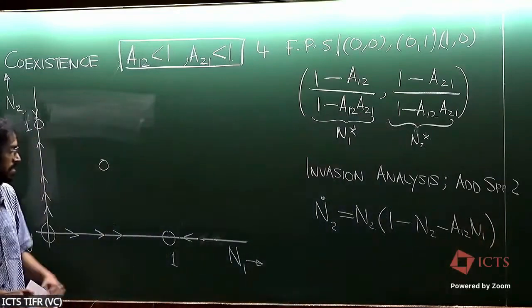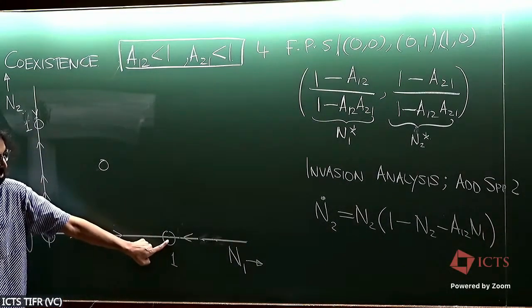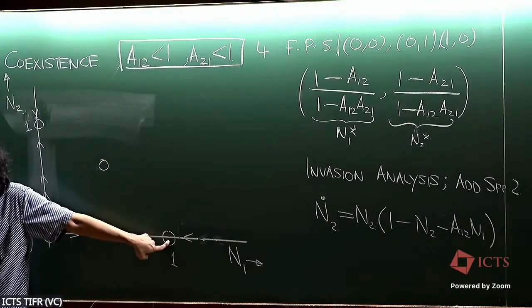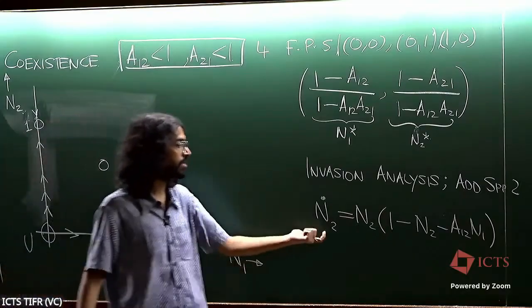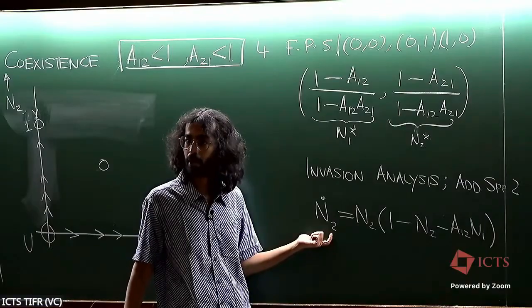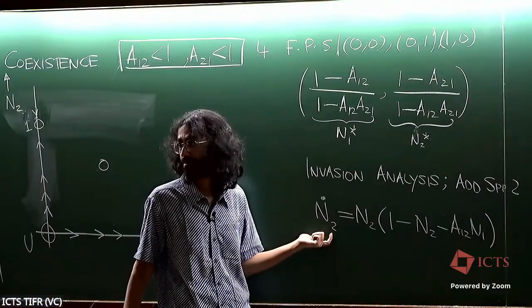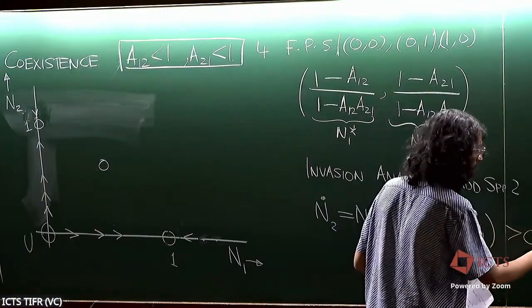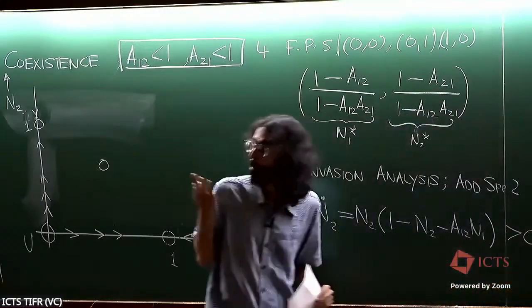And you ask to invade with species 2 right when you're already at this point, right? You're at this fixed point. You're probing the stability of this fixed point. So what can you say about N2 dot? Or rather, what do you want to know about N2 dot? You want to know the sign of N2 dot, right? You want to ask whether it's positive or negative or 0, right?